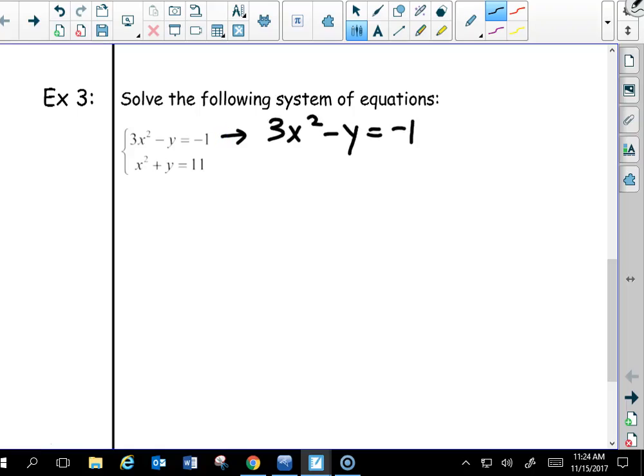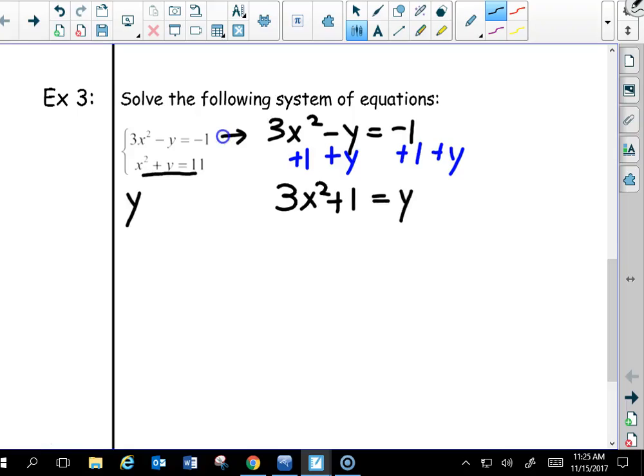Okay, I want y on the other side, so I'm just going to add y to both sides. And I need it by itself, so I'm going to add 1 to both sides as well. That gives me 3x squared plus 1 equals y. And looking at the second equation, I can just subtract x squared. So my second equation is going to be y equals 11 minus x squared.